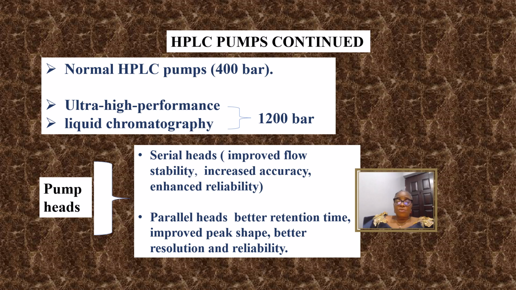HPLC pump continues. The HPLC pump is also known as a solvent delivery system. It ensures that the mobile phase is accurately pushed through the column. Normal HPLC pumps can handle pressures up to 400 bar. Ultra high performance liquid chromatography pumps can reach much higher pressure, up to 1200 bar or more.